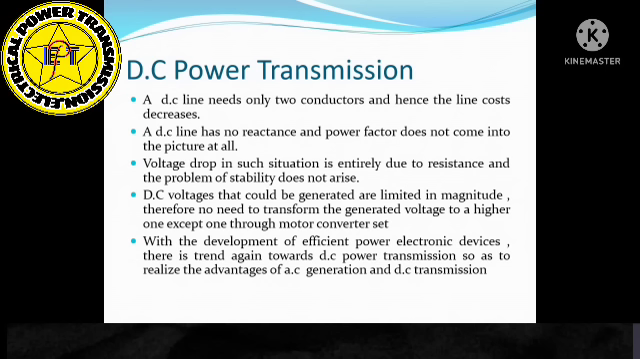So there is the issue of stability. Inshallah, I will share when I will be delivering my lecture through the board. I will write those simplest equations so that you can understand. So DC voltages that could be generated are limited in magnitudes. Therefore, no need to transform the generated voltage to a higher one except through motor current.